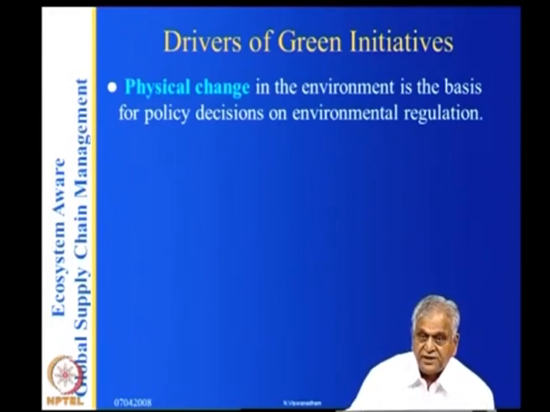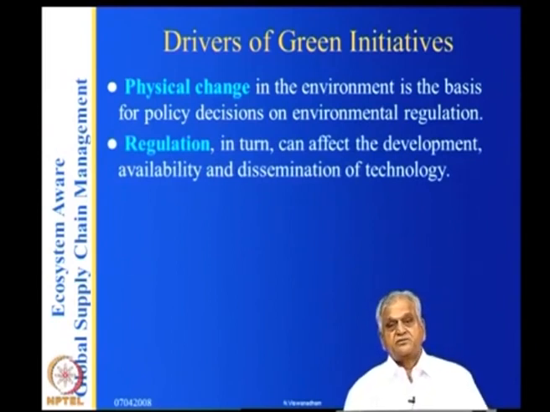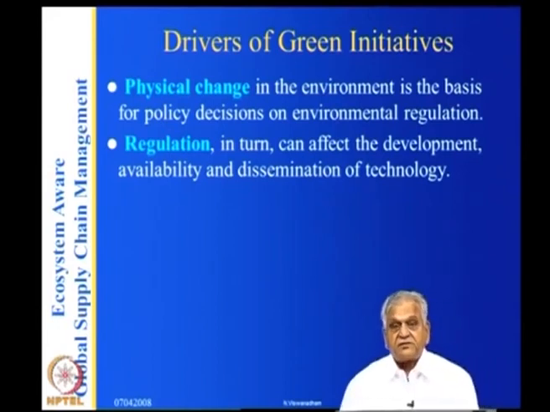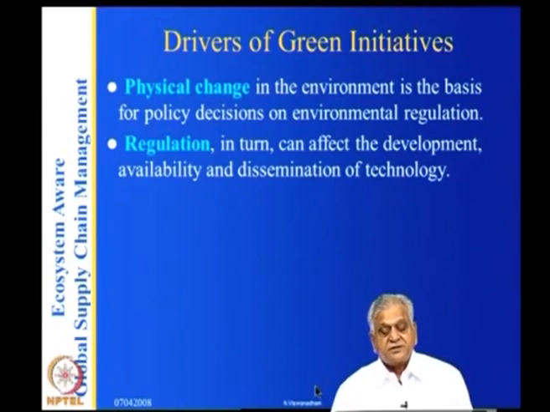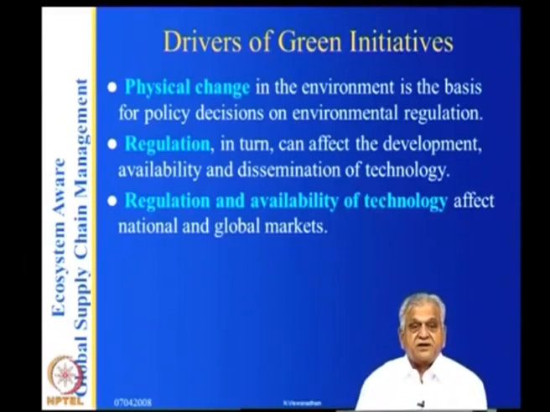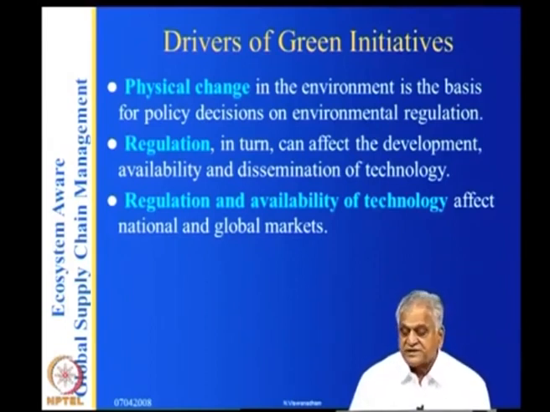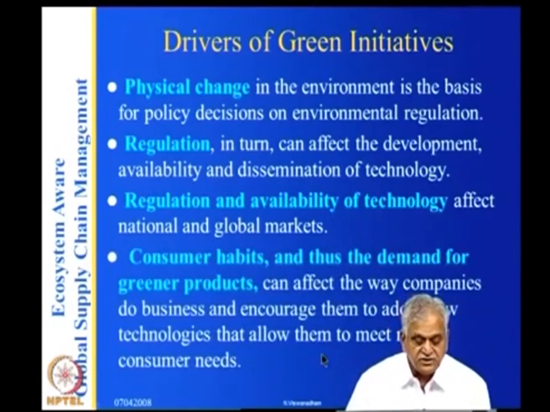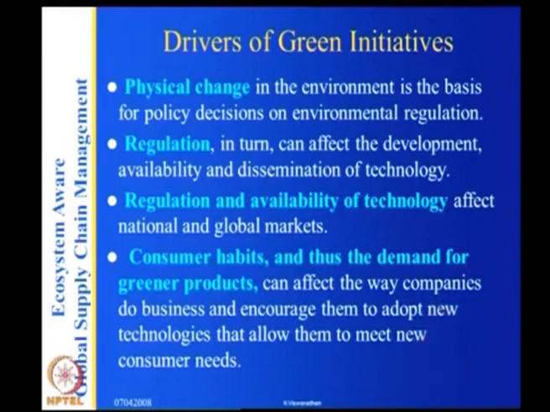One is that physical change in the environment is the basis for policy discussions. In other words, for any green environment, there is a lot of climate change, there is a lot of pollution, and the health of people getting spoiled, and that's a physical change in the environment. And that creates regulation. Regulation in turn can affect development and availability of technology. Once there is a regulation to reduce this, you devise new technologies. Regulation and availability of technology affect national and global markets, because once there is a regulation for green products, you try to regulate this. And consumer habits, and thus the demand for greener products, can affect the way companies do business and encourage them to adopt new technologies that allow them to meet new consumer needs.